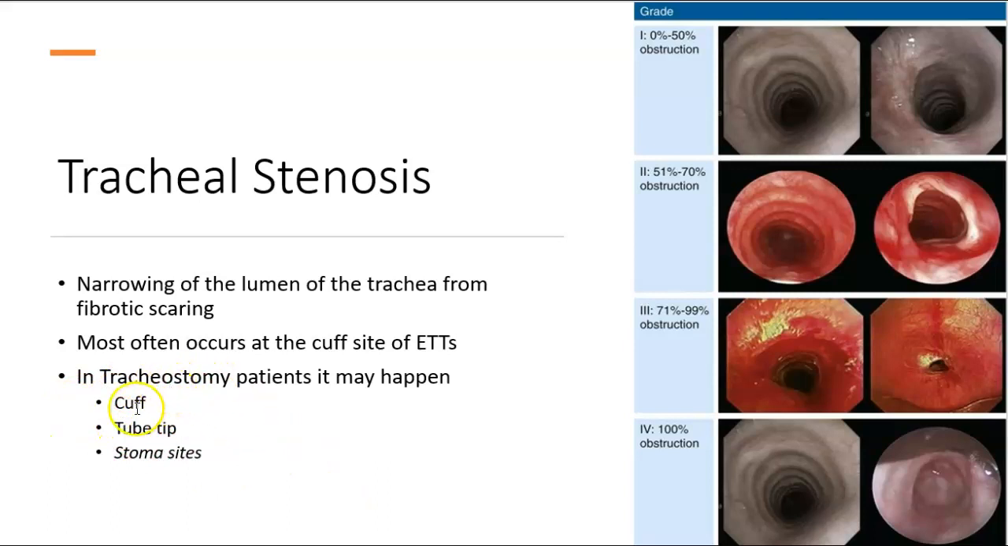In tracheostomy patients, like I said, most often you're going to see this at the cuff site, but it can also occur at the tip of the tracheostomy tube as it's rubbing against the tracheal wall. That can cause stenosis or scarring. It can also happen at the stoma site, where the surgical incision is.